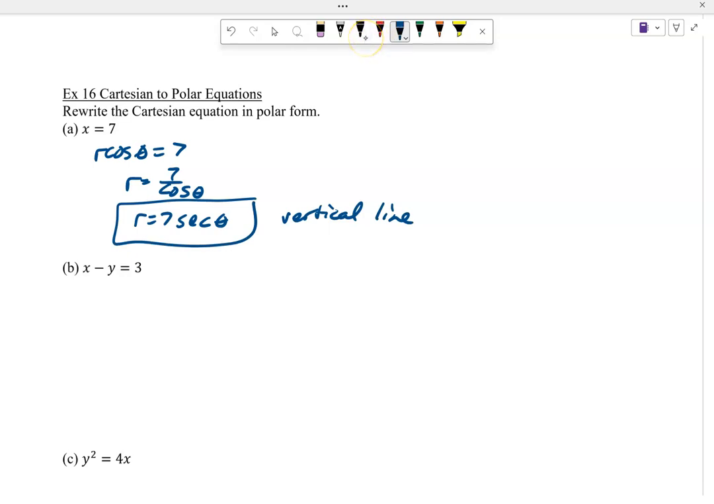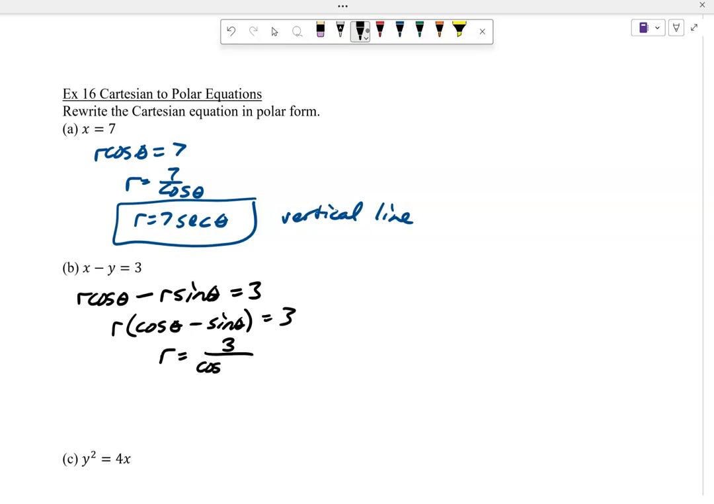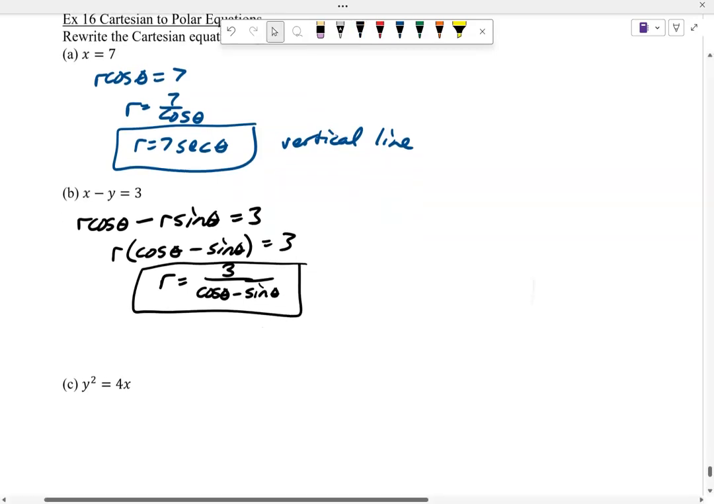Here we've got another line, right? We could solve for y if we wanted to and see that's a line, but let's go ahead and replace x with r cosine theta, r sine theta for y equals 3. Let's factor out an r. We're going to solve for r. So r equals 3 over cosine theta minus sine theta. So again, this is a line as well.